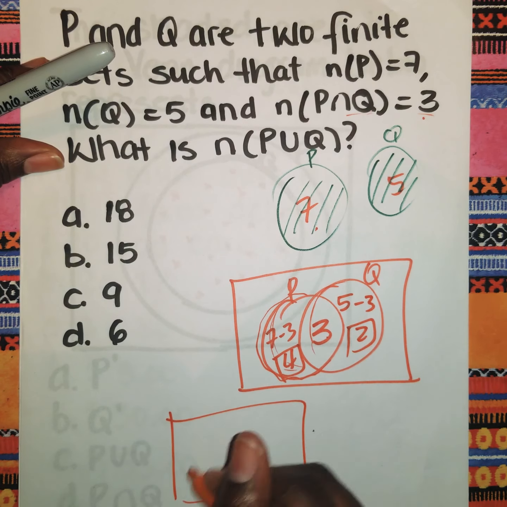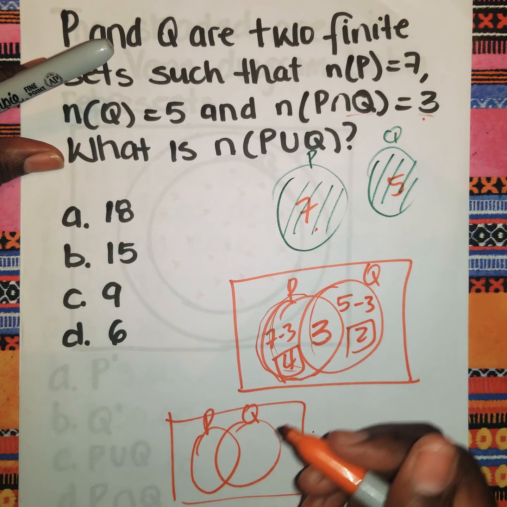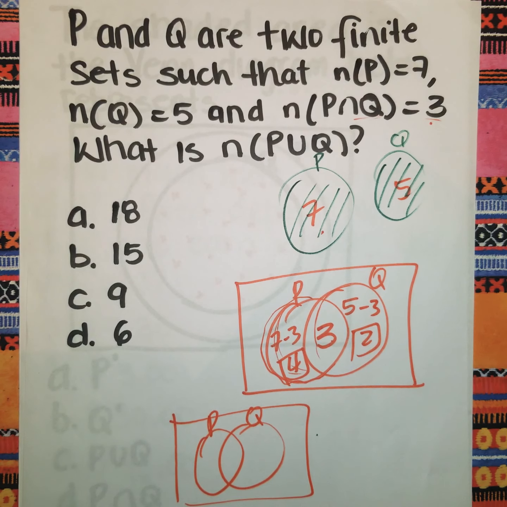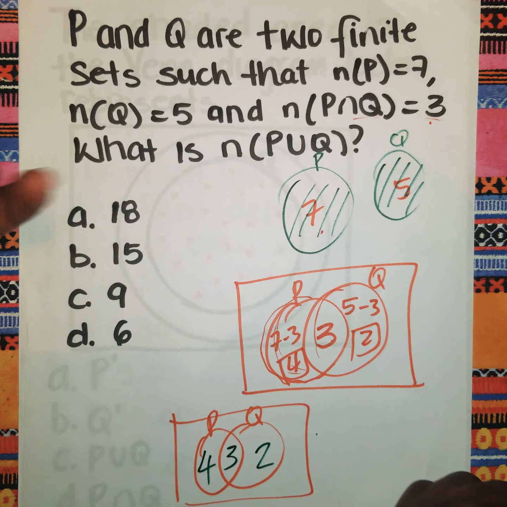Now I'm going to redefine the set so you can see where each are. So that's 3, that's 4, and that's 2.